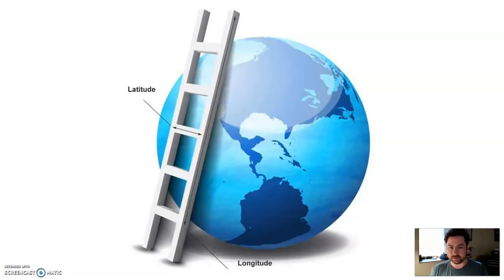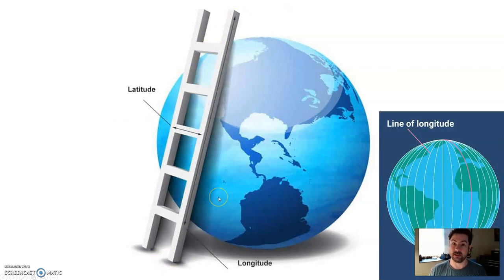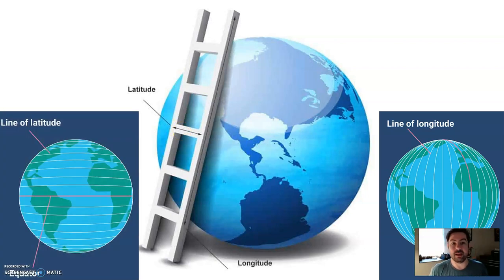A little way to remember that is a ladder. All right, it kind of sounds like latitude. For a ladder, the long sides are the ones that go up and down, just like lines of longitude. Long side of the ladder, long lines, longitude, up and down. The rungs of the ladder, the things that you climb on, whether you go up or down, represent the lines of latitude. Just a way to remember it.